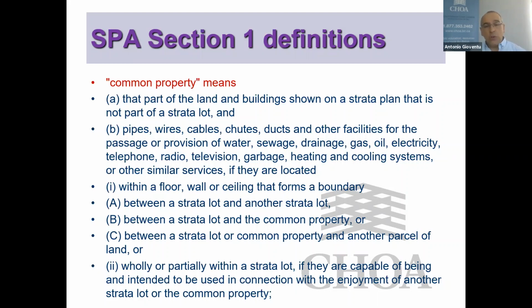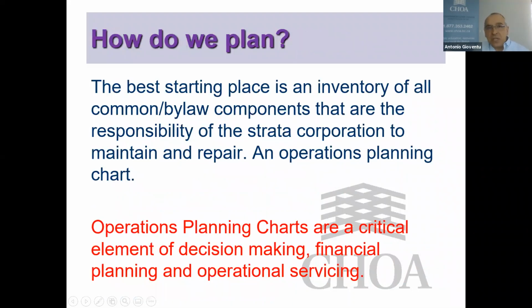And then, of course, wholly or partially within a strata lot, if they're capable and intended to be used in connection with the enjoyment of another strata lot. And what this section refers to is wholly within a strata lot, if in conjunction, these are going to be often things like hydronic heating and cooling systems. If they are multi-use through multiple sectors, they're also part of your responsibility to maintain and repair. So just in a nutshell, there's where we get our definition and our inventory out of all of our systems.